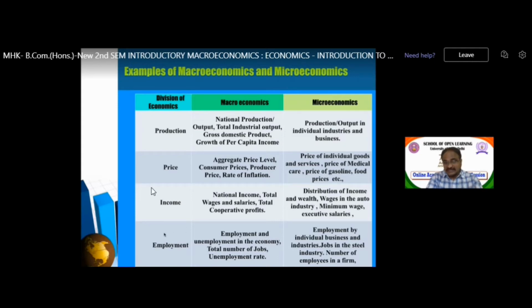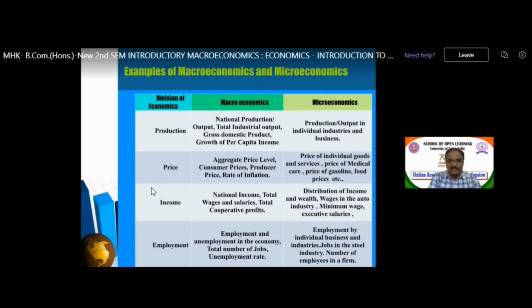In terms of income, how can you divide micro and macro? In terms of income, we are talking about the sum of all the income, which you can call national income. We will discuss in the next class what the concept of national income is and how you can measure it. Next, total wages, salaries, total corporate profits, and so on. And inflation, unemployment, later we can discuss. So in microeconomics, distribution of income and wealth, wages in the auto industry, minimum wage, executive salaries, and so on.